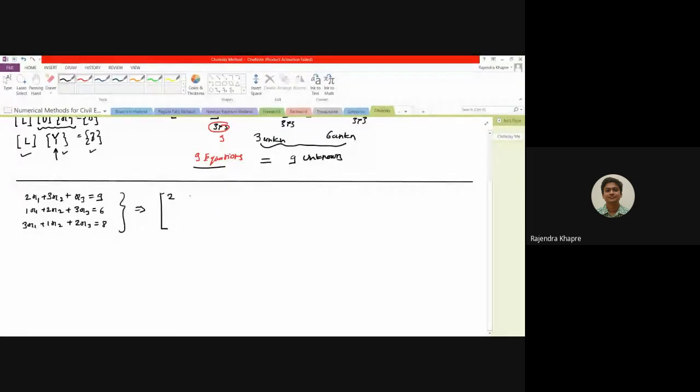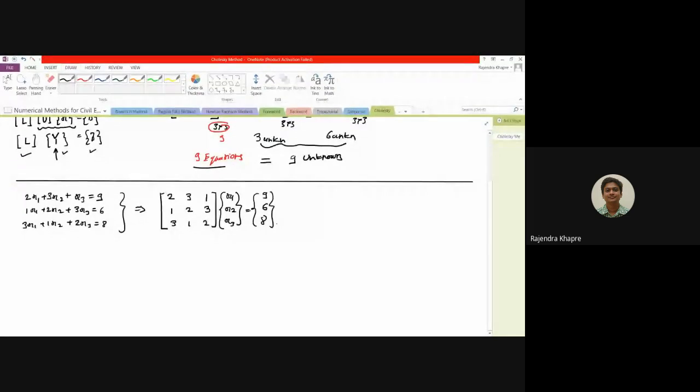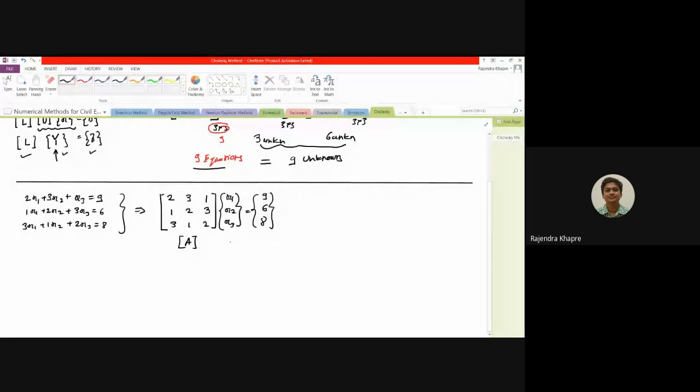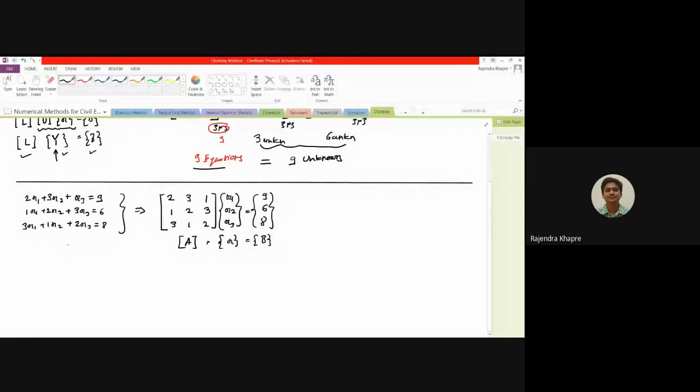So this is 2 3 1, this is 1 2 3, and this is 3 1 and 2. Okay, so this will be multiplied with x1, x2 and x3. Okay, equals to, you will have something like 9, 6 and 8. Okay, so now this is nothing but your A matrix. Okay, this is nothing but your x vector, and if you multiply this, what you are going to get is your B vector.